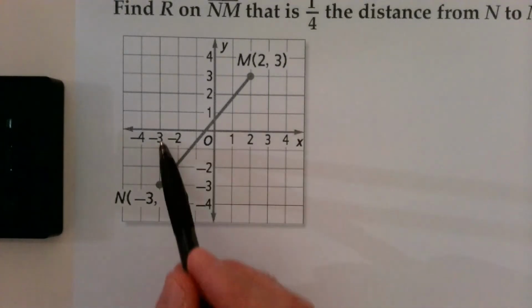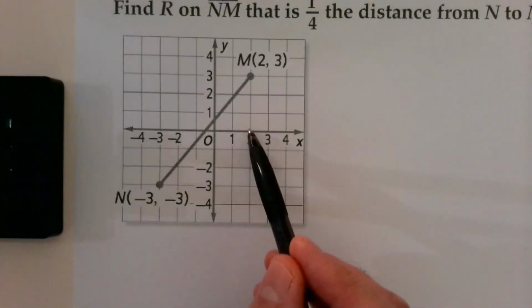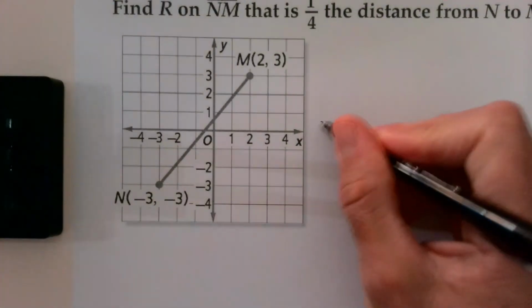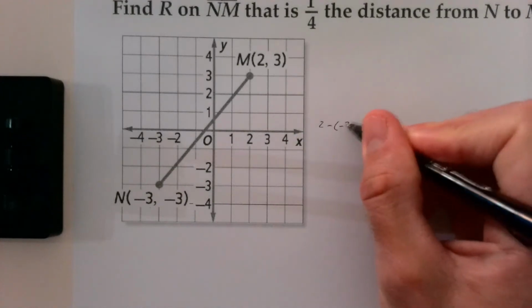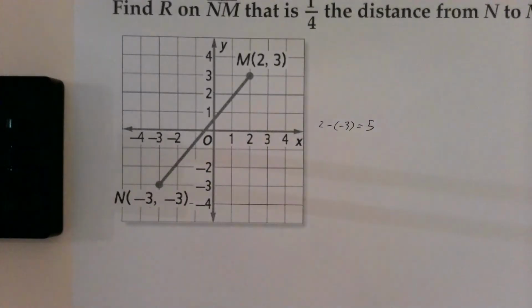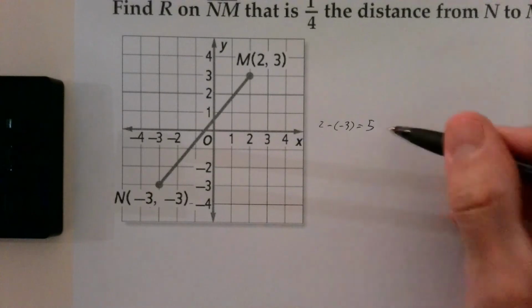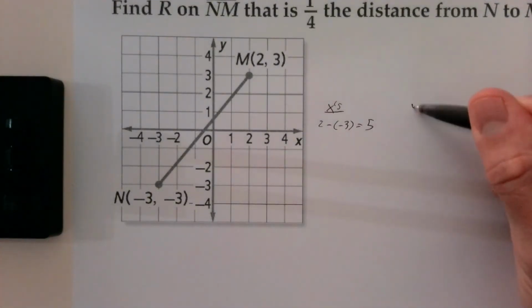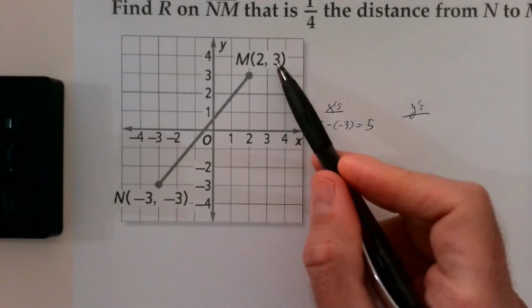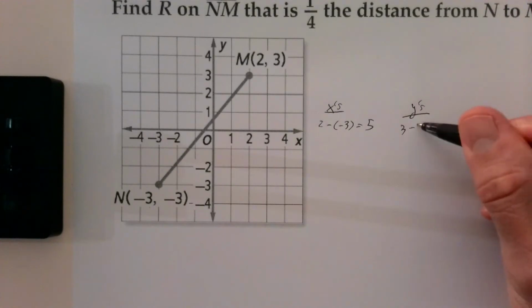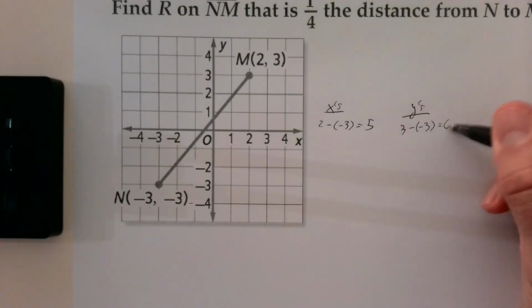So first I'm going to see how far apart the X's are. So I have 2 and minus 3. So that distance, bigger minus smaller, is 5. That's how far the X's are from each other. Now for the Y's, bigger is 3, smaller is minus 3. 3 minus minus 3 is 6.